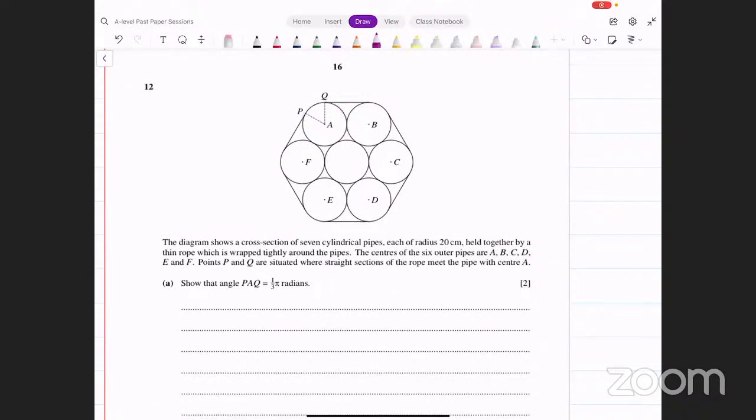आप देख लें 7 circles हैं, A, B, C, D, E, F, and then you've got a circle in the middle. All of them have radius 20 centimeters. They're held together by a thin rope, which is wrapped tightly around the pipes. The centers of the 6 outer pipes are A, B, C, D, E, F. So you can see that in the figure as well.